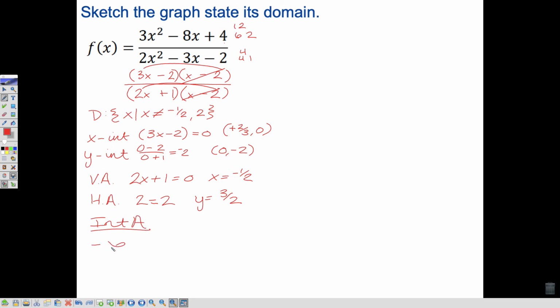My interval analysis is negative infinity to what? Negative infinity to negative 1/2. I should have graphed it. You see how graphing it makes it easier to do this, because you can tell what is what? Then negative 1/2 to 2/3, and 2/3 to positive infinity. Graphing makes it so you can see it better. That's why we graph this stuff first.